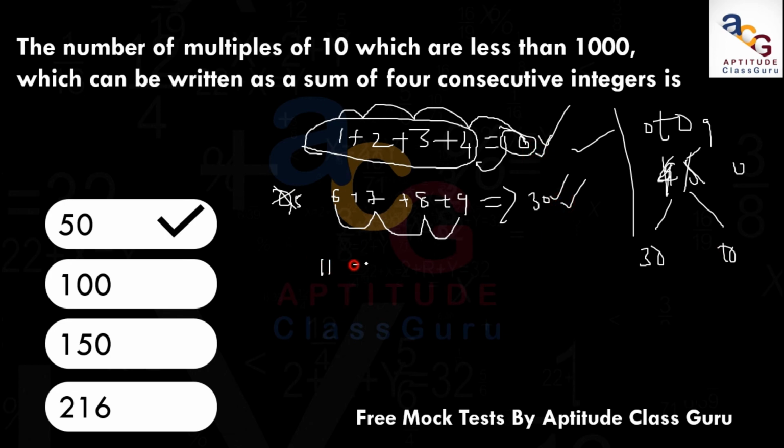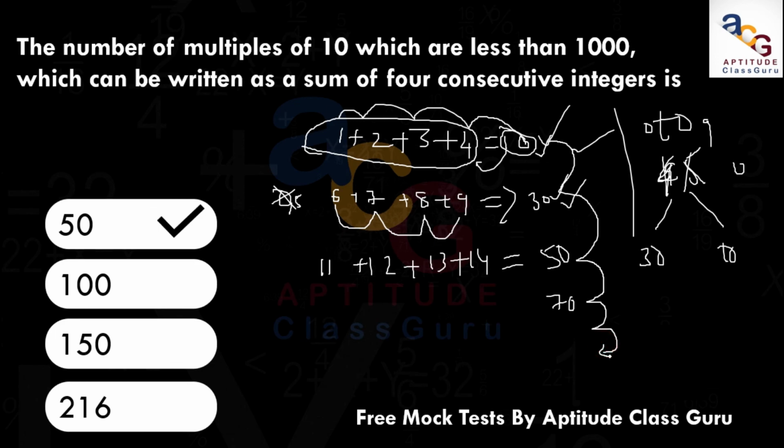If you add 11, 12, 13 and 14, you will get the answer as 50. And similarly, if you add 16, 17, 18, 19, again you will get the answer as 70, such that all the odd multiples of 10 we are getting are sums of 4 consecutive numbers. So the answer will be 10, 30, 50, 70, 90 and so on up to 990. Up to 990, how many odd multiples of 10 will there be? 50 is the answer.